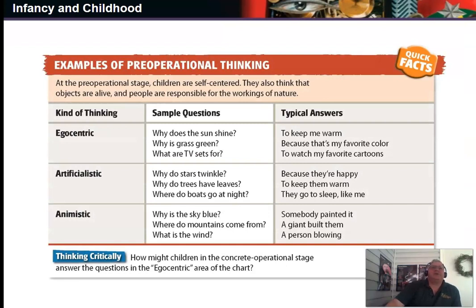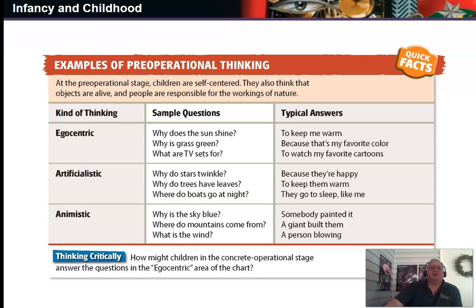At the pre-operational stage, children are self-centered. They also think that objects are alive, people who are responsible for workings of nature. So the egocentric: why does the sun shine? To keep me warm. Why is the grass green? Because that's my favorite color. What are TV sets for? To watch my favorite cartoons. Everything is about them. This is why they stand in front of the television and point and say, can you see here, isn't that funny? And of course you can't see it because they're in the way. That kind of thing.